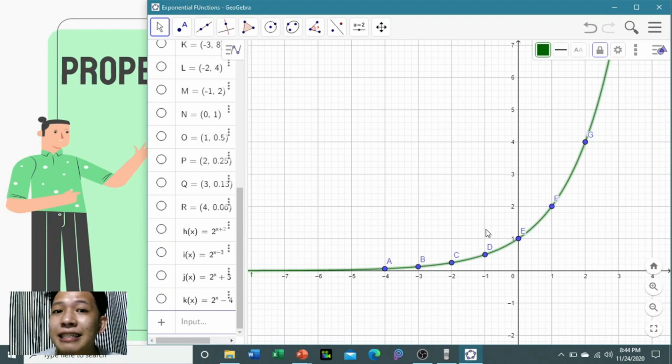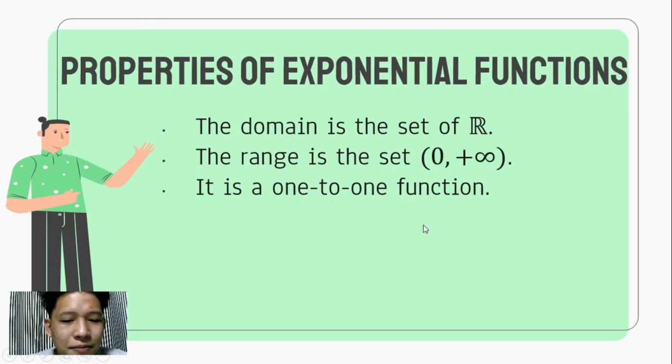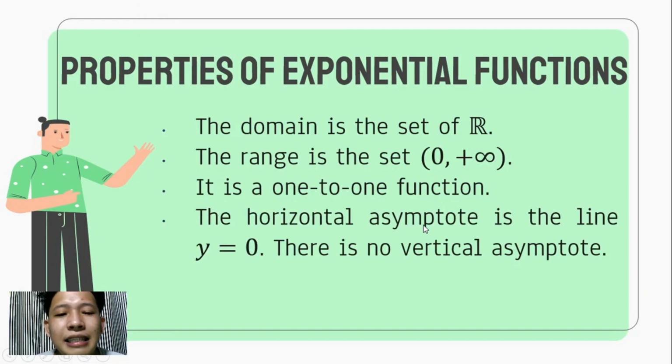Okay po? So that is another property of exponential functions, that all exponential functions are one-to-one functions. Now, the horizontal asymptote is the line y equals 0 or the x-axis. Okay?